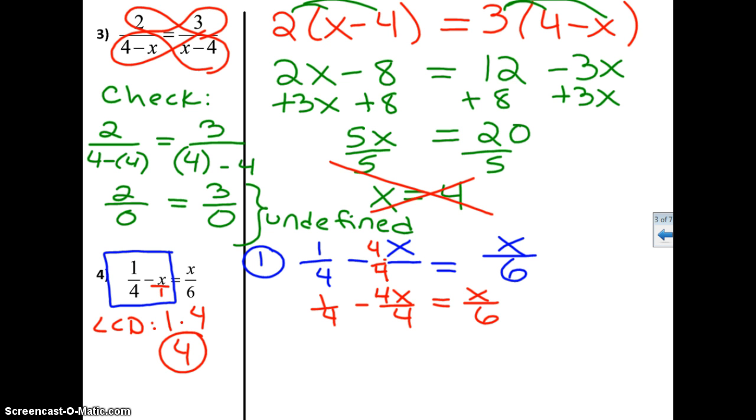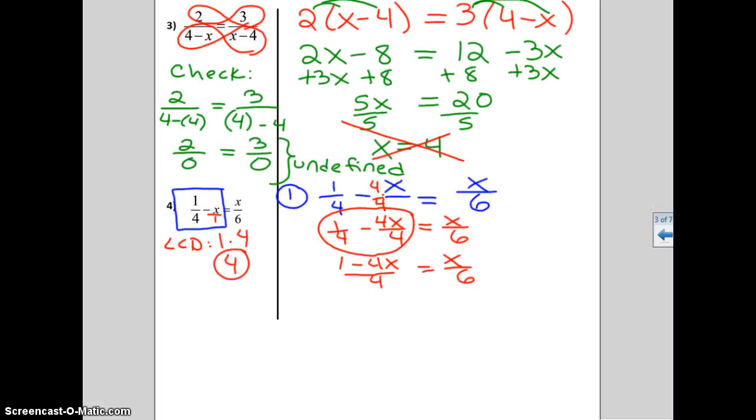The reason why I did that is because now I can take this left-hand side and I can make it one fraction. So now I have 1 minus 4x divided by 4 is equal to x divided by 6. And now it's set up just like all the other problems we've done to this point, the last 3 problems that we've done. So let's go ahead, and now we're ready to do step 2, which is going to be to solve.